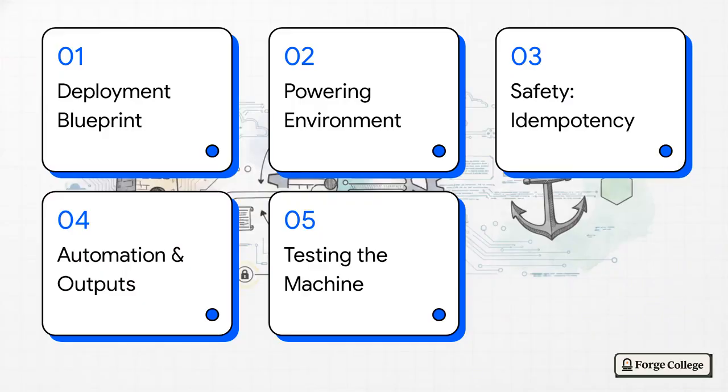Before we pick up our tools, let's just take a quick glance at today's schematic. We're going to hit 5 things. First, the deployment blueprint. Second, powering the environment. Third, our system's safety valve, which is idempotency. Fourth, automation and outputs. And finally, testing the machinery. Simple enough, right? Let's dive in.